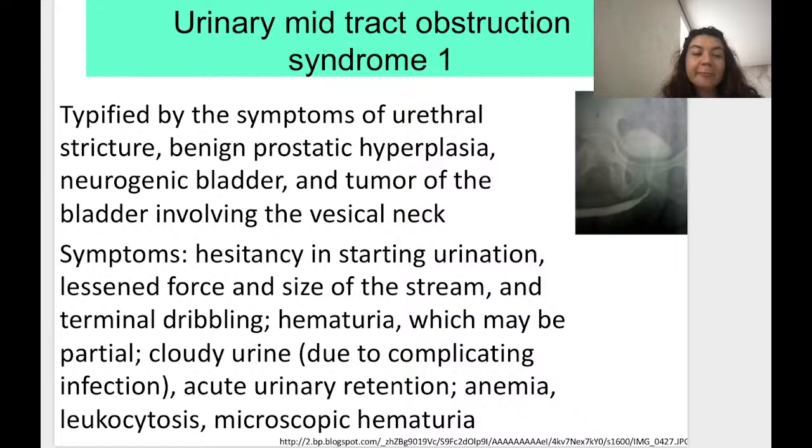Mid-tract obstruction is typified by the symptoms of ureteral stricture, benign prostatic hyperplasia, neurogenic bladder, and tumor of the bladder involving the vesical neck. Symptoms of mid-tract obstruction: hesitancy in starting urination, lessened force and size of the stream, and terminal dribbling. Hematuria, which may be partial. Cloudy urine due to complicating infection. Acute urinary retention, anemia, leukocytosis, and microscopic hematuria.